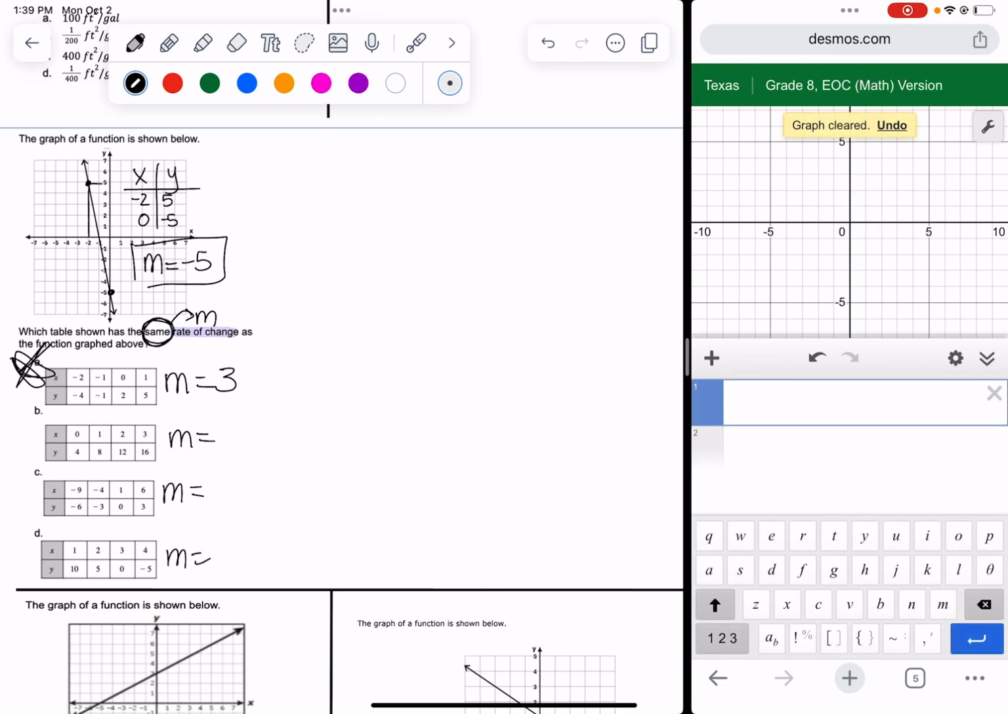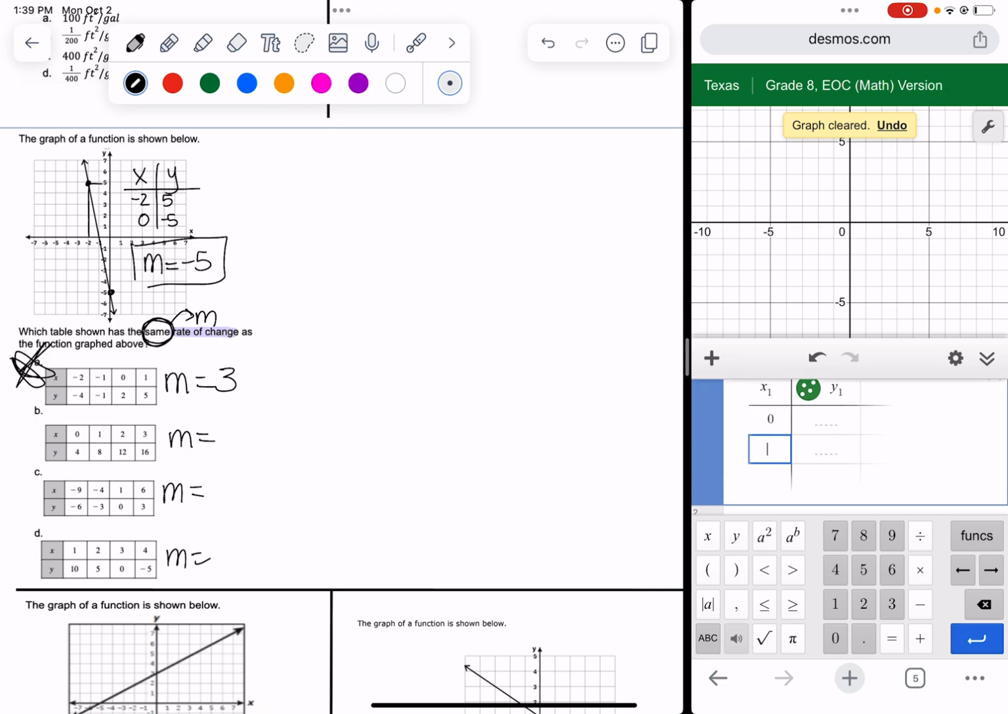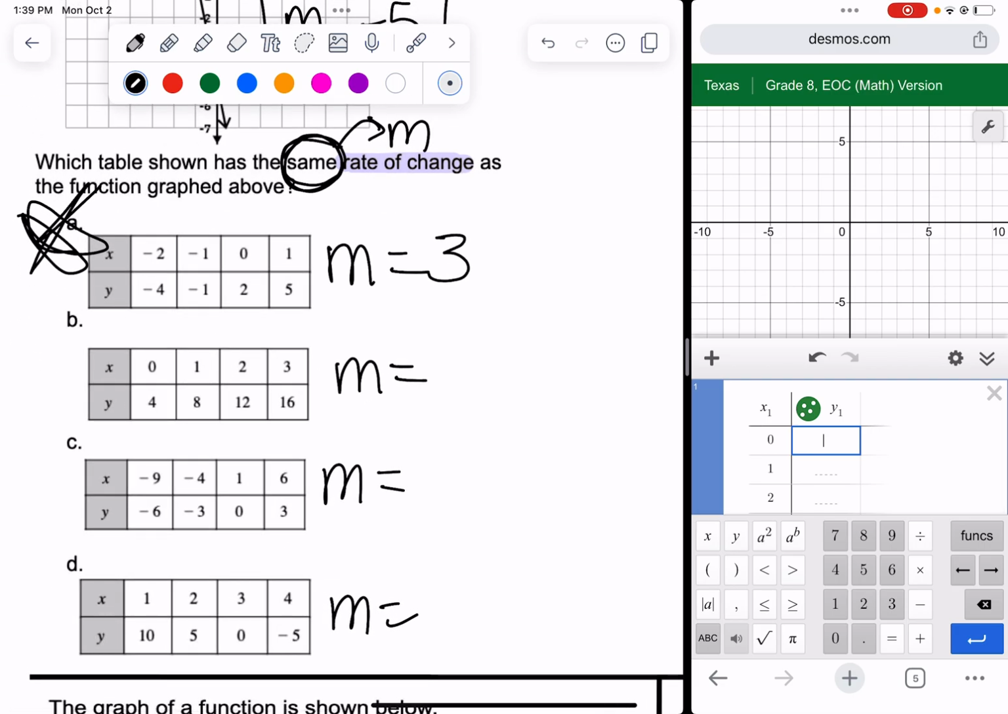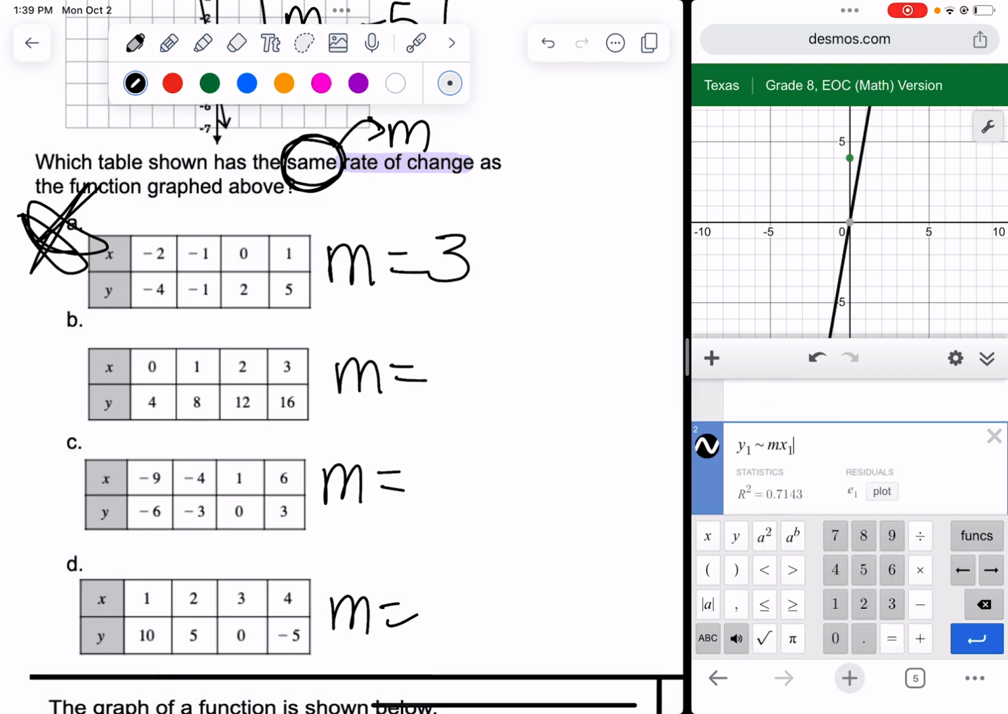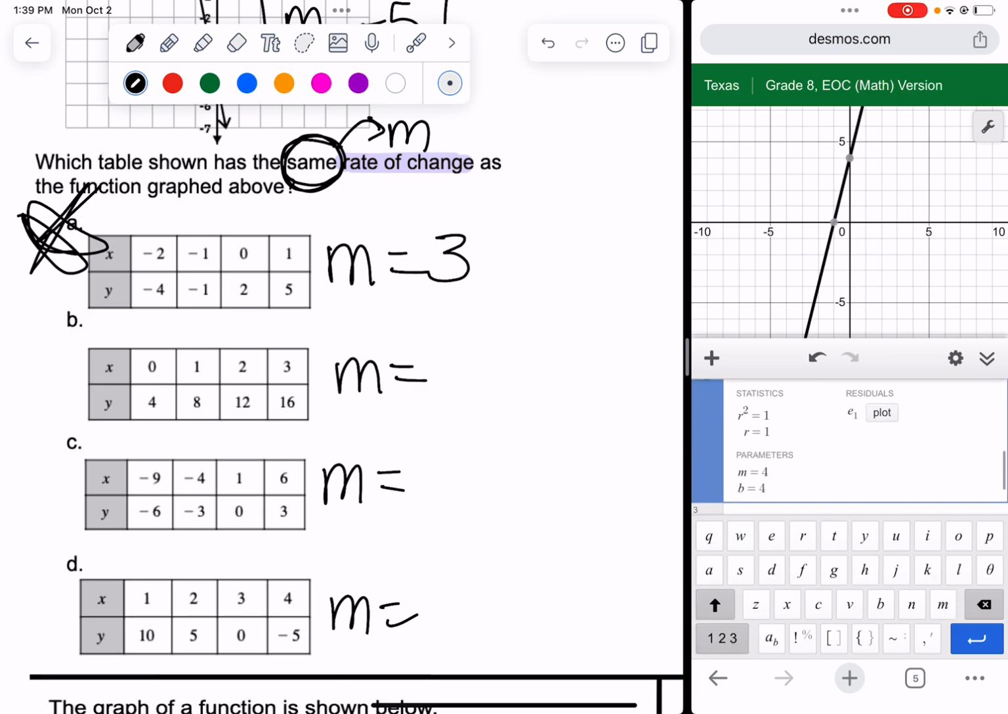Now again, same thing. Table: 0, 1, 2, 3. Then we have 4, 8, 12, 16. And we do it again. Y1 squiggly line mx1 plus b. And that gives me m equals 4. Still not the same thing as -5.